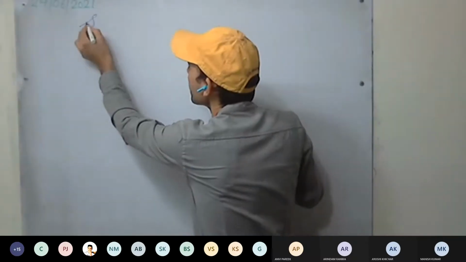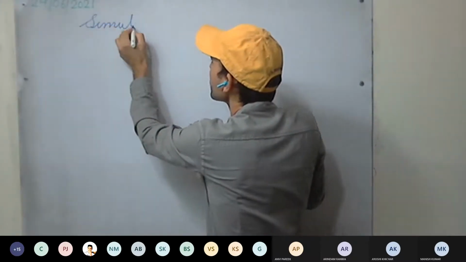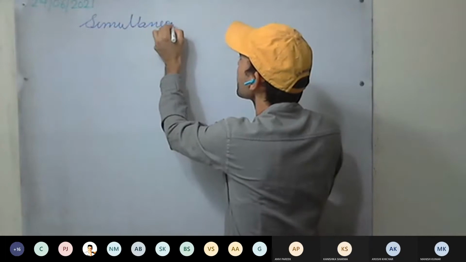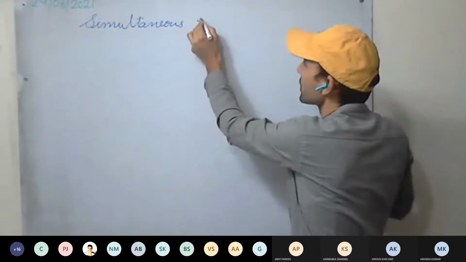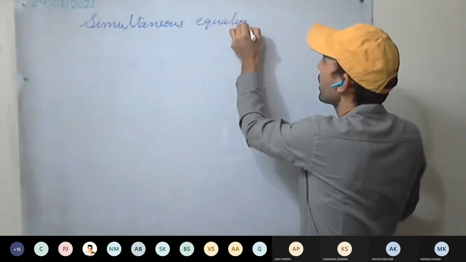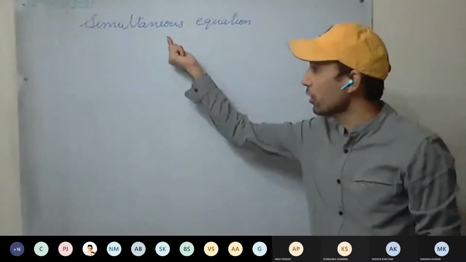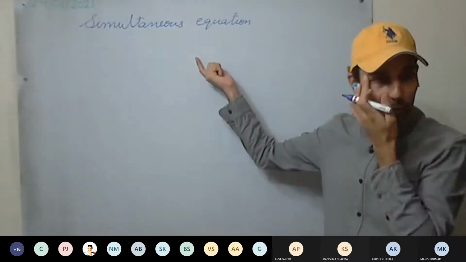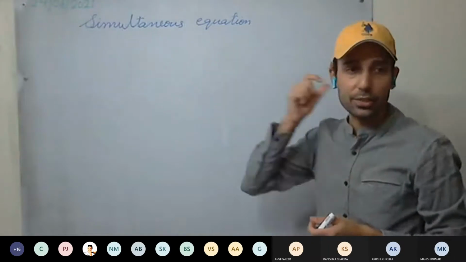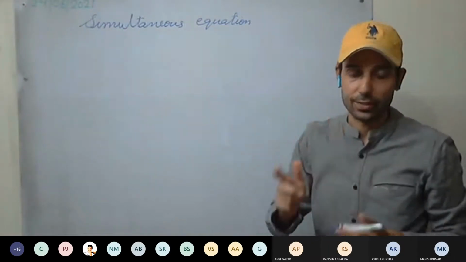We'll be discussing simultaneous equations. Okay, it means we'll be having an equation. Simultaneous means we may have more equations. So here we'll be discussing two equations. In simultaneous equations, we will be dealing with two equations.